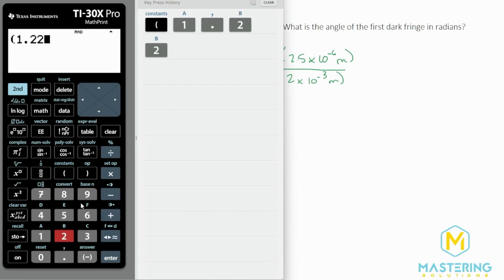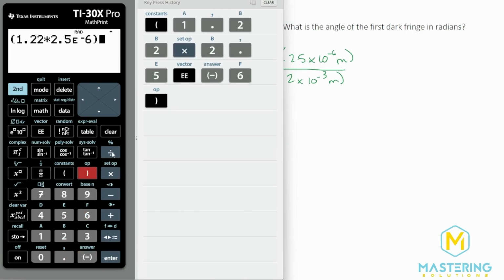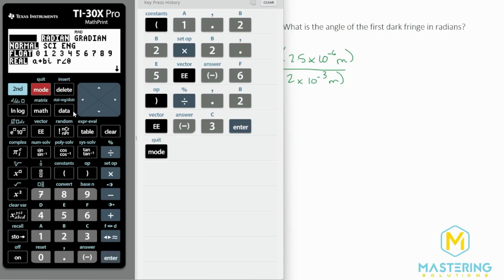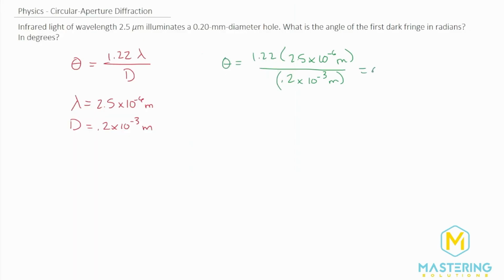So we have 1.22 times 2.5 times 10 to the negative 6 divided by 0.2 times 10 to the negative 3. So the answer, at first we're in radian mode, so we have 0.01525, and we're in radian mode, so we have radians as the answer. Now let's practice converting this on our own, and then I'll show you how to do it in the calculator.